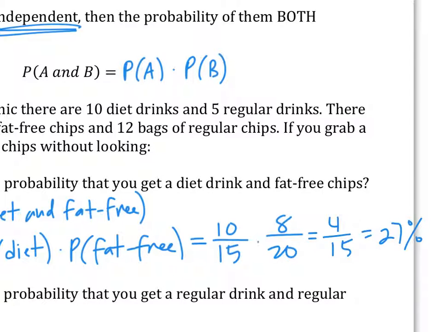Okay, in these kinds of word problems, what you want to do is look for keywords. For example, this one. What's the probability that you get a diet drink and fat-free chips? So you want to circle and. These are the and probabilities. You want to circle and. Later on, we're going to do or, so you want to circle those keywords, okay?